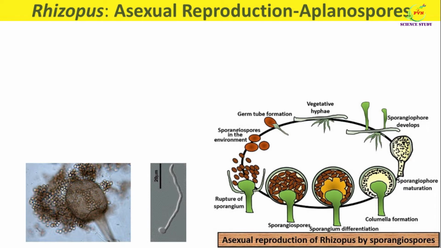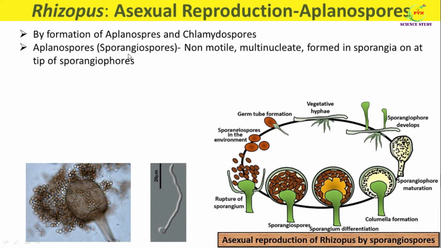Asexual reproduction in Rhizopus takes place by formation of aplanospores and chlamydospores. So first of all, we will study aplanospores and later on chlamydospores. Here you can see the actual photograph of aplanospores, and this is the sketch of different stages of the development of aplanospores.